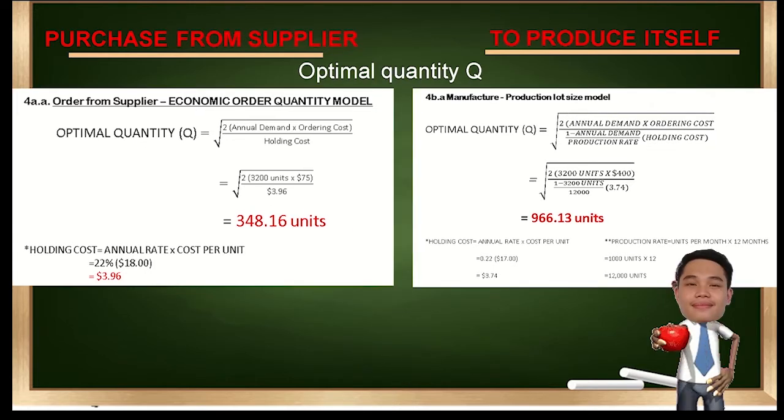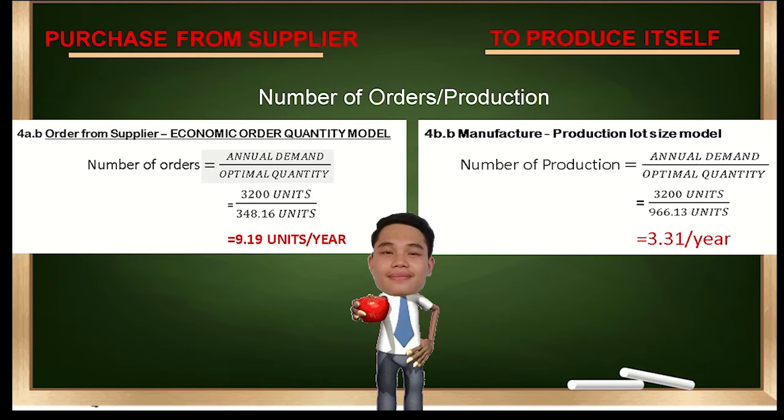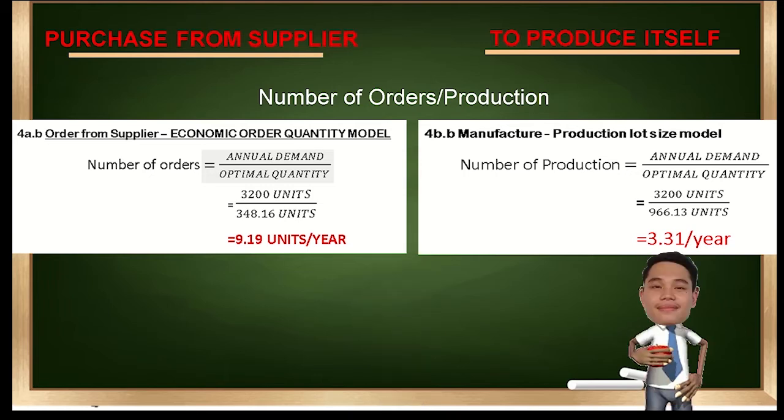Starting with the optimal quantity, since we're investigating two different perspectives, the calculation of holding cost is different. This will then result in a projected optimal quantity of 348.16 units from the supplier and 966.13 units from the in-plant production. Second, the number of orders or productions. By dividing the annual demand by the optimal quantity, the total number of orders from the supplier and the in-plant production are 9.19 and 3.31 per year, respectively.